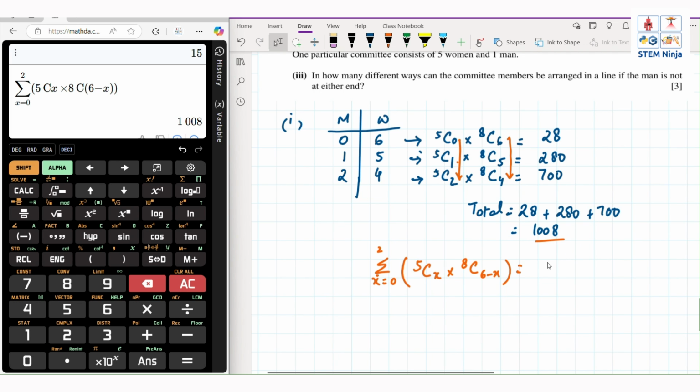Like this. And as you can see, we are getting this answer, 1008. You can try this in your own calculator also. You will get exactly the same answer. All right, that was just part one.